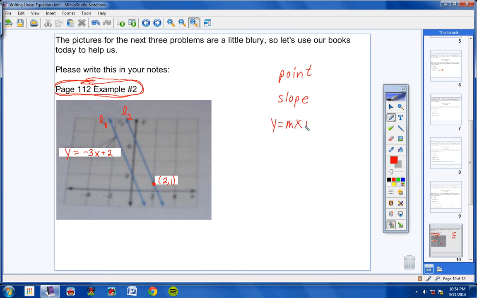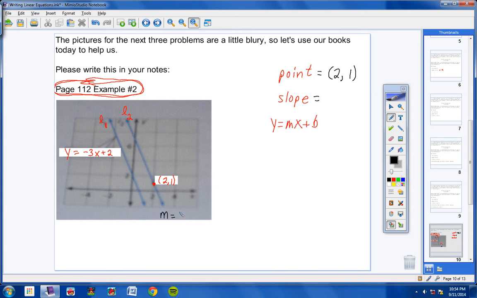Do we know a point that lies on the line we're looking for? Yes, we do. Here's the line that we're trying to find the linear equation for. And we know a point that lies on that line, (2, 1). So go ahead and fill that in. Isn't that easy? Now, did they give us the slope of this line 2?